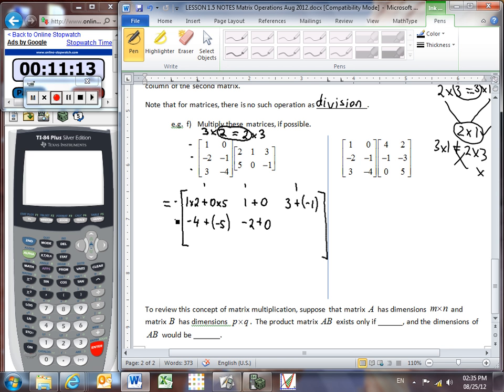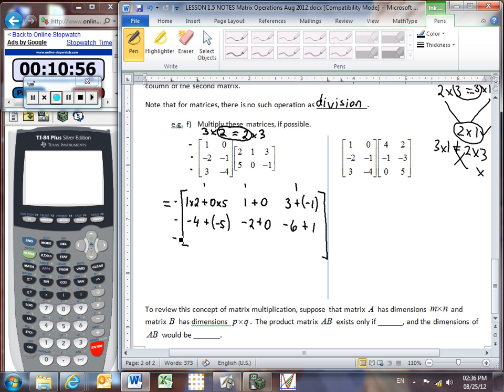And lastly, we're looking for the second row, third column. That's entry A sub 2,3. So we need the second row times the third column. Row 2 times column 3. Negative 2 times 3, negative 1 times negative 1.